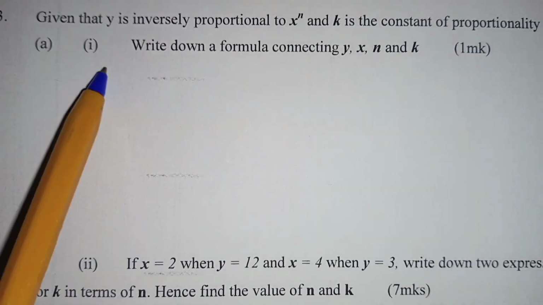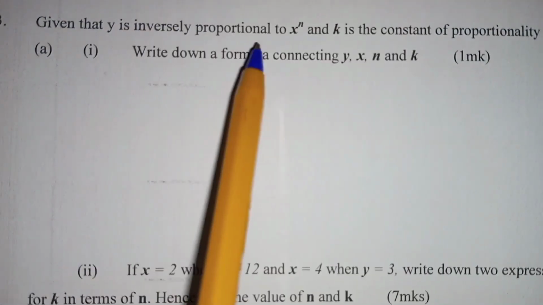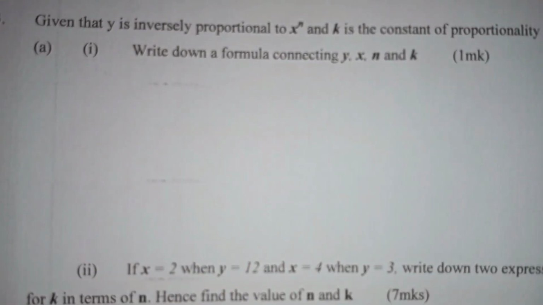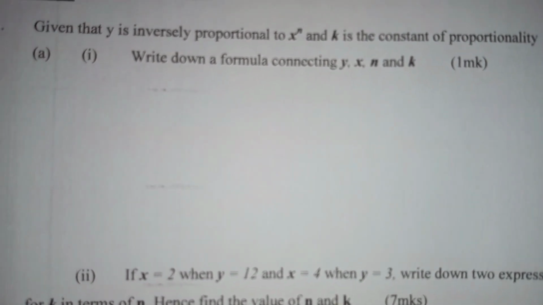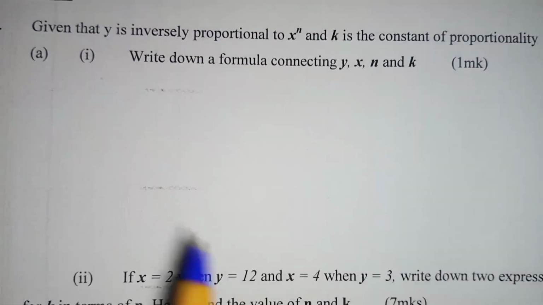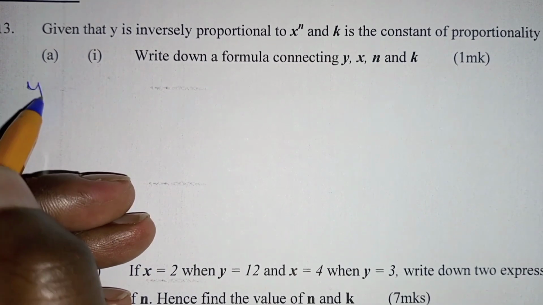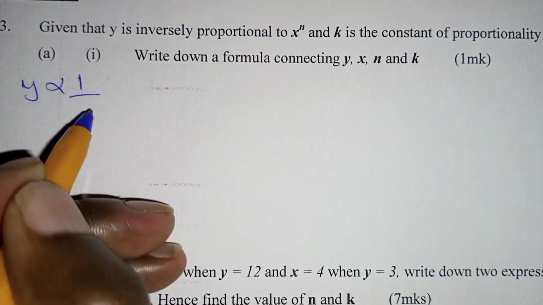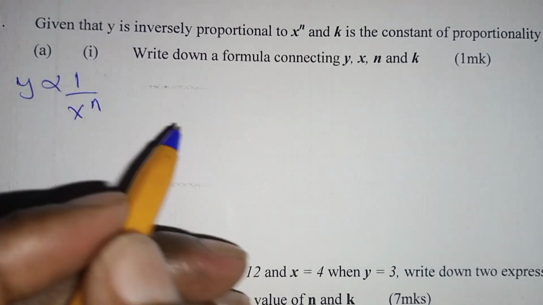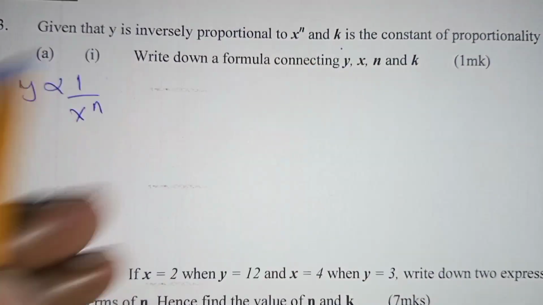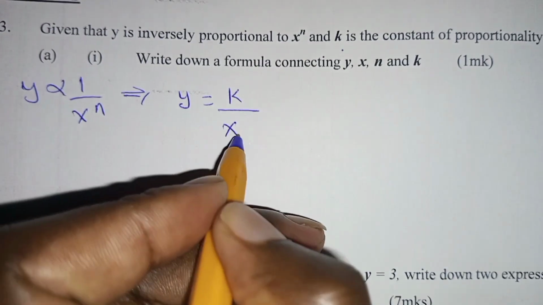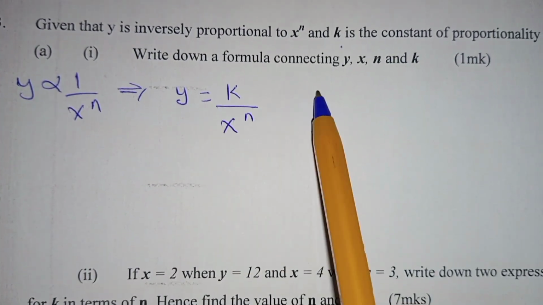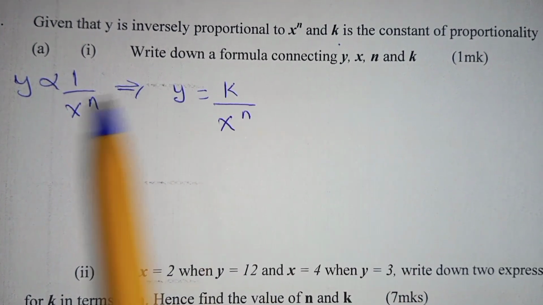Here you are given that y is inversely proportional to x power n and that k is the constant of proportionality. You are required to write down a formula connecting x and y. So you are told that y is inversely proportional to x power n, and k is the constant of proportionality. This will be written as y is equal to k over x power n. That is the formula which connects x and y.